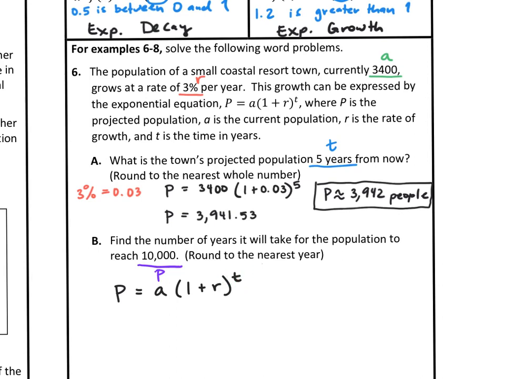So I'm going to plug in everything that I know, right? P is 10,000. A is the current population of 3,400. 1 plus R is 1 plus 0.03, to the power of T.